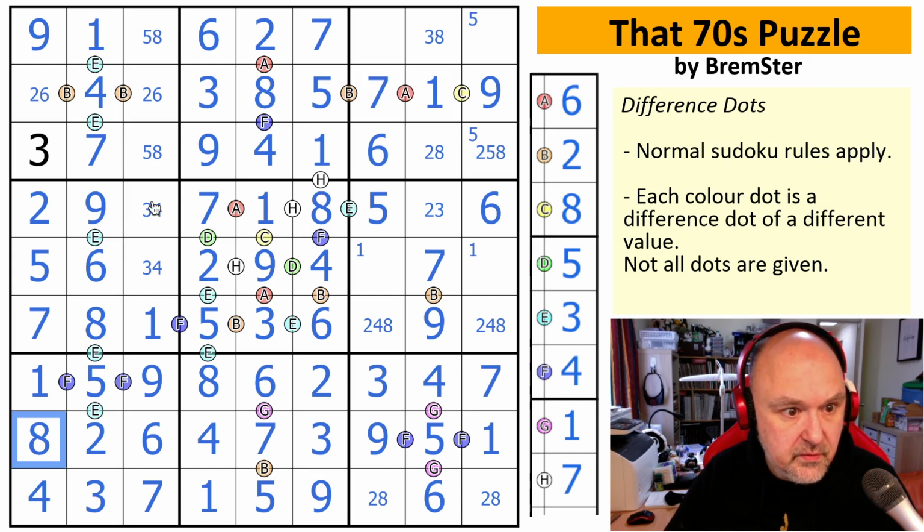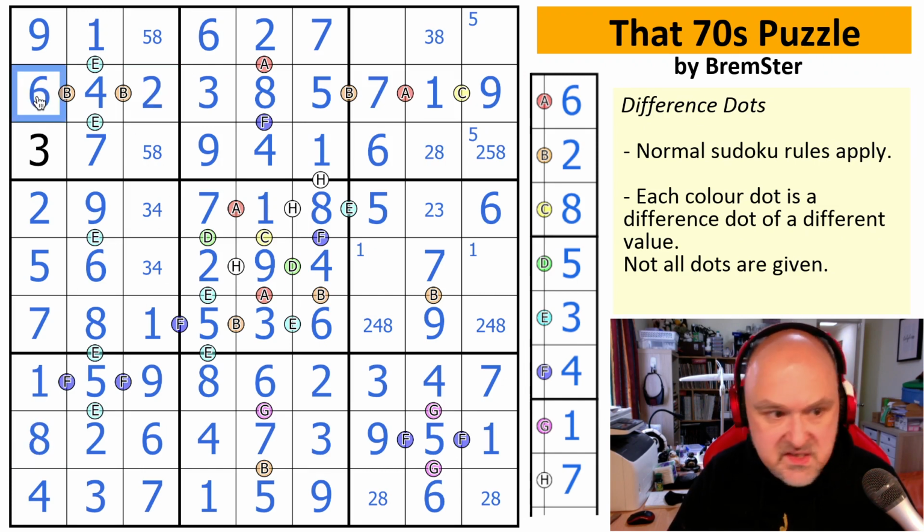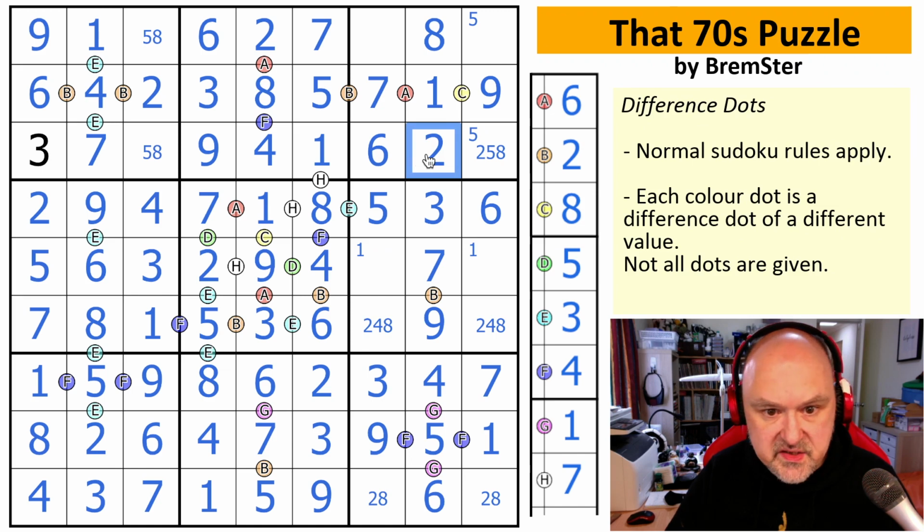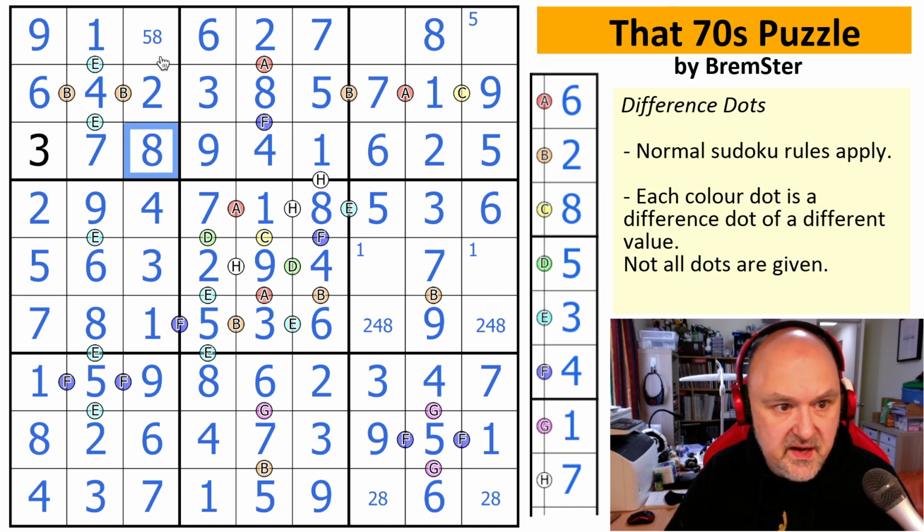I've never done that before. That's 2. That's 6. That's 3. That's 4. That's 3. That 3 is making that 8, which is making that 2. That's now 5. That 5 looks back, making that 8 and making that 5.